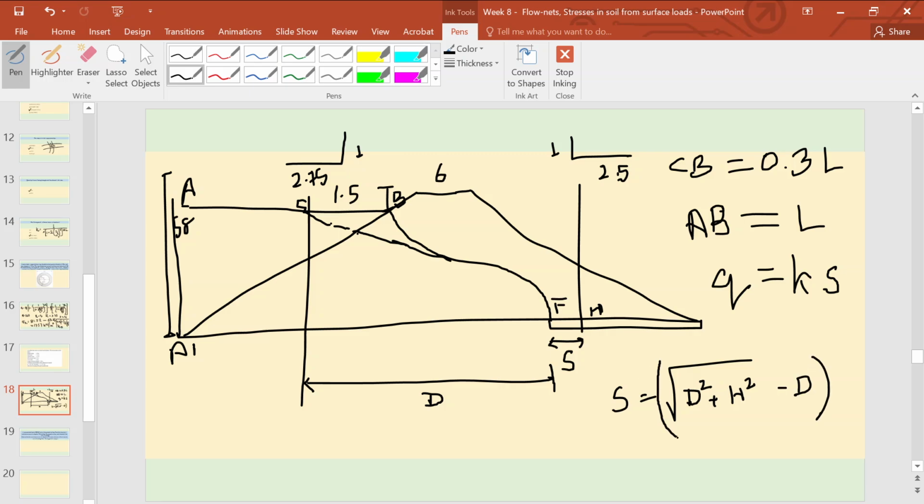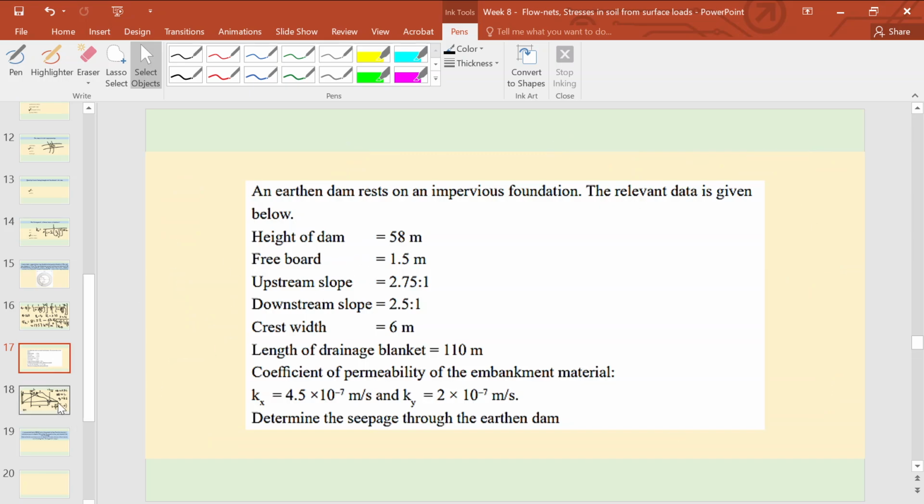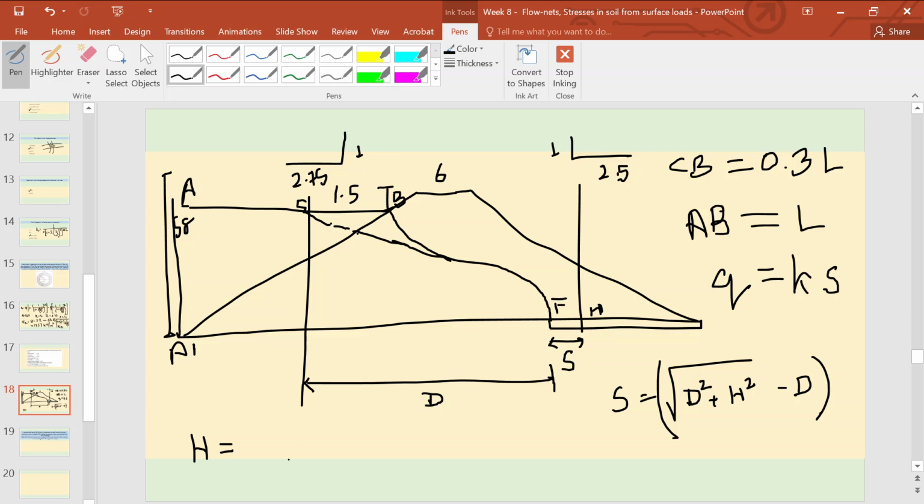Now D I have shown you. H is the head causing the flow. So in this case the head will be 58 minus freeboard 1.5, that is 56.5, right? Yes, sir. 56.5. So we have found out H. Now we have to find out D. How to find out D?